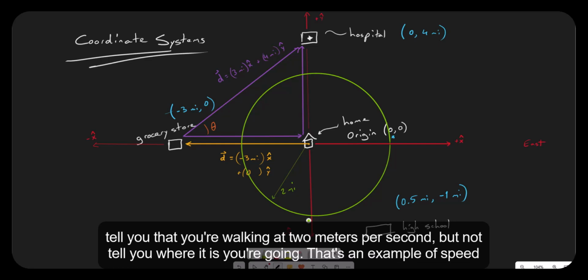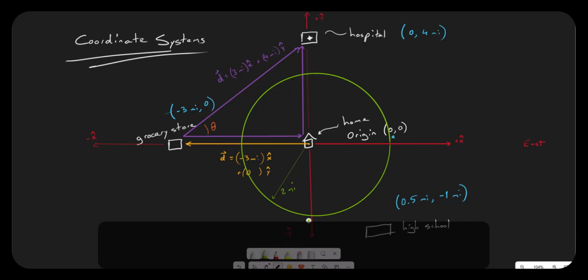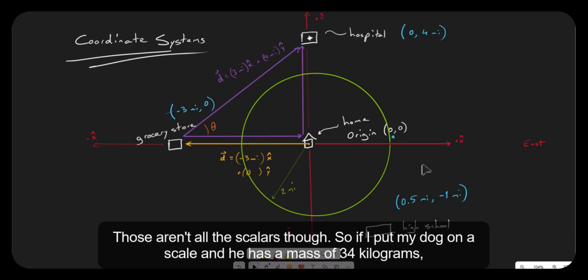I can tell you that you're walking at 2 meters per second, but not tell you where it is you're going. That's an example of speed instead of velocity. The magnitude of the vector is necessarily a scalar. Those aren't all the scalars though.